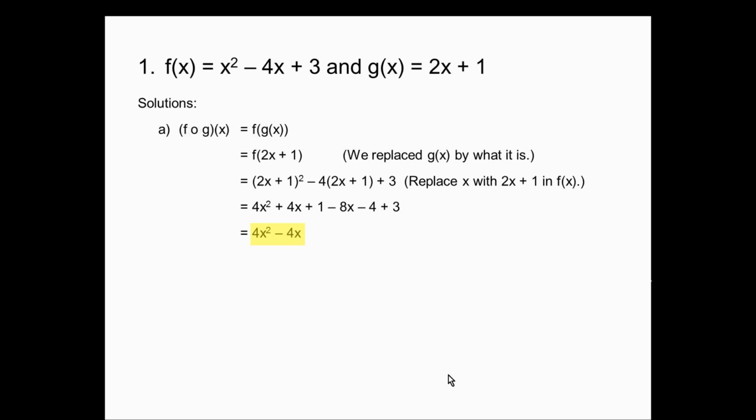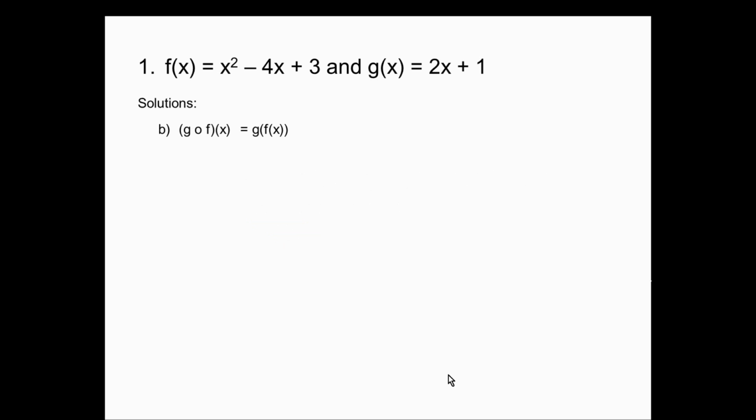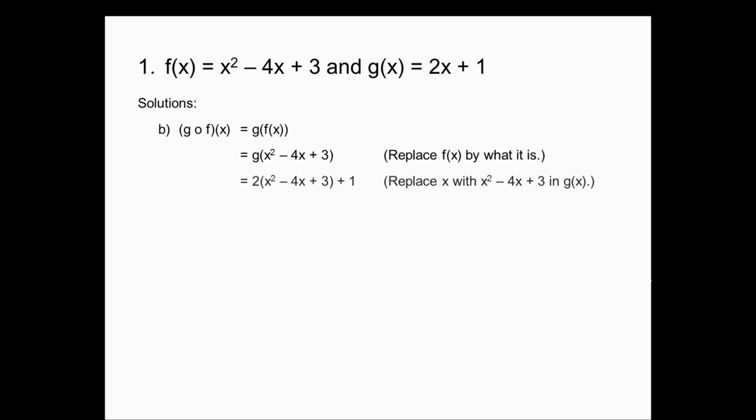Okay, for part B, g composed with f of x, which is by definition g of f of x. So the first thing I'm going to do is I will replace f of x by what it is. It's x squared minus 4x plus 3. So this means in our formula for g, where we see an x, so right here, we're going to put x squared minus 4x plus 3. So we're going to have 2 times x squared minus 4x plus 3, plus 1.